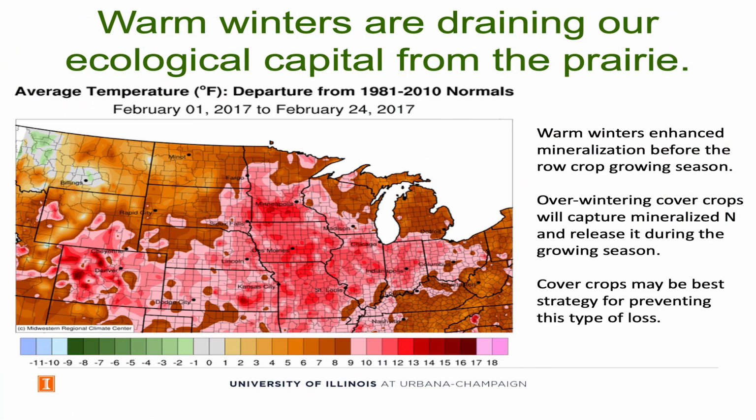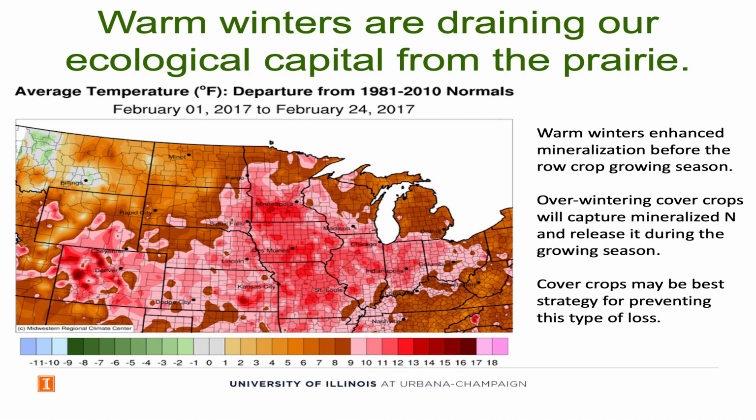So I want to leave you with this. This is my last slide. And this is a map of the Midwest, and it's a temperature map. And it's that very warm February we had in 2017. And we were 12 degrees above normal in February of 2017. And that's the year where we needed less nitrogen to reach our economic optimum N rate, and the cover crop grew well. You know, everything points to lots of mineralization.